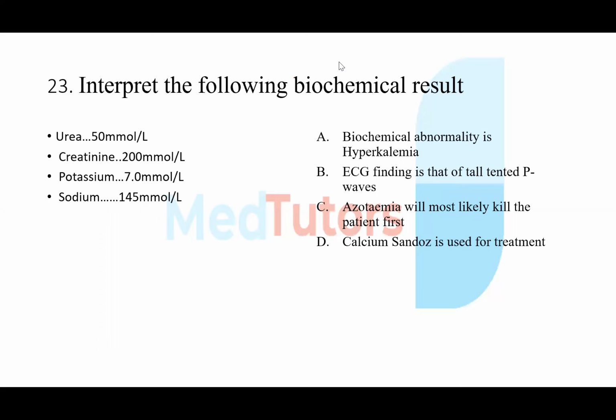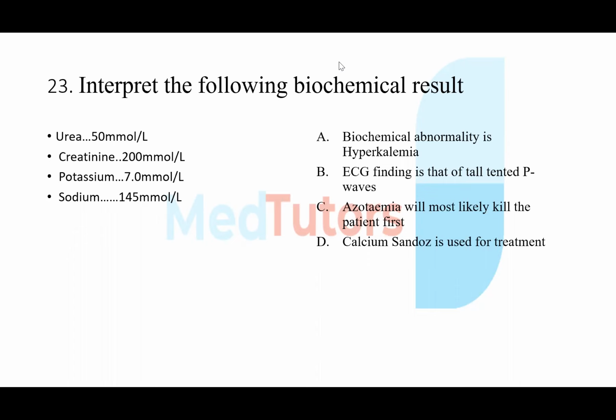ECG findings is that of tall tented P waves. Rather, for hyperkalemia, what you will see is the tall T waves. Tall T waves is what you will see. Azotemia will most likely kill the patient. That is not true. What will most likely kill the patient early is the hyperkalemia.